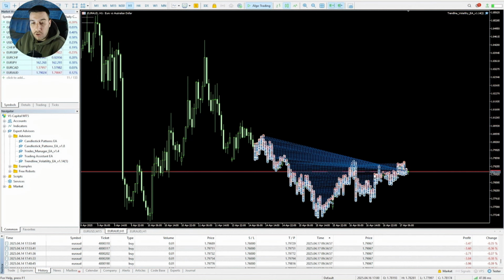Now, what I'm going to do is wait for next week. Maybe have a look at Monday, Tuesday. Check out the chart on Euro Aussie again. If I have another chance to again use the Volatility Expert Advisor, I will do that.